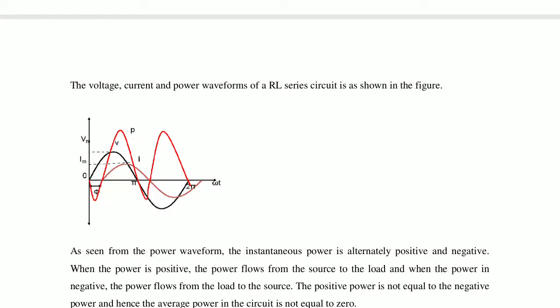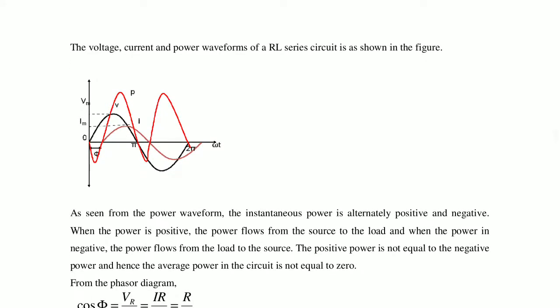So here, the voltage waveform is given. The current waveform is given. The voltage starts at 0 degrees onwards, and the current starts at 5 degrees. Now the power waveform is given, in red color.